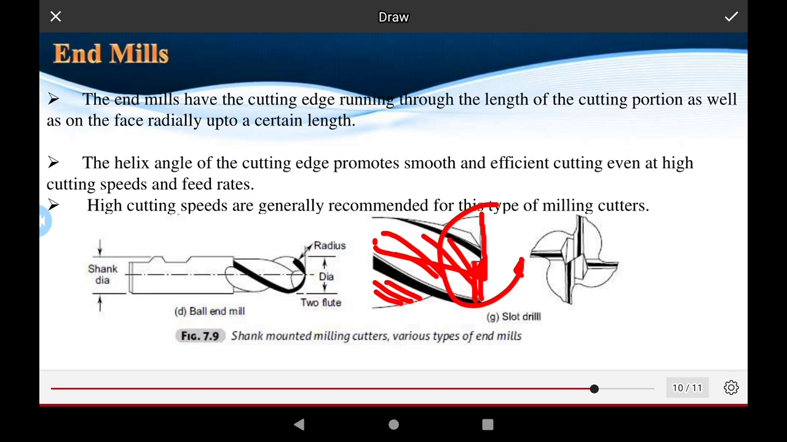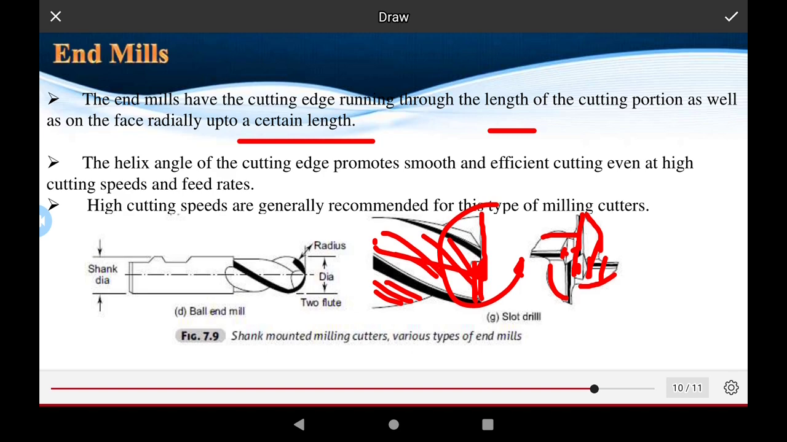And some of the other designs, this is another design of the workpiece and tools. Okay, this is a special purpose design used for some points in the area of the tool end. The end mill has the cutting edge running through the length of the cutter, this is the cutting position, cutting the metal at this point. Okay, as well as on the face, upon a certain length of the workpiece.